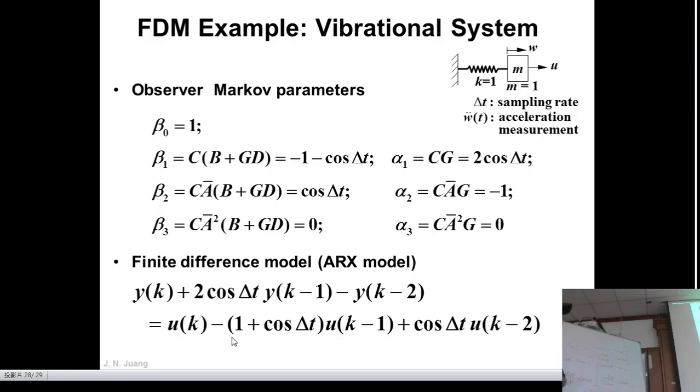Now beta 1 times uk minus 1. Beta 1 is minus 1 minus cosine delta t, so that's minus (1 plus cosine delta t) times uk minus 1. And then beta 2 equals cosine delta t, so cosine delta t times uk minus 2. That's it. This is my finite difference model. As soon as you have delta t, for example 2 seconds, substitute it in there, and you get the complete finite difference model.